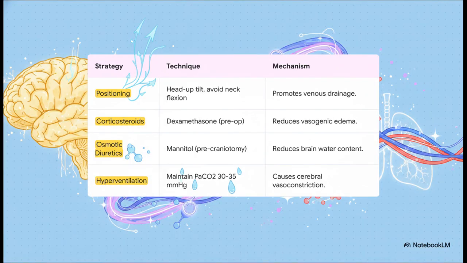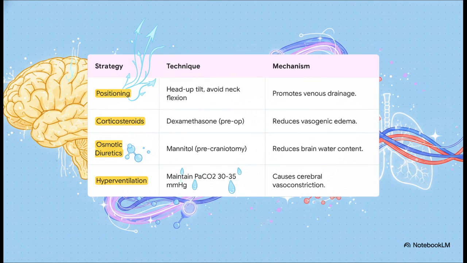Giving the surgeon a nice, relaxed, slack brain to work with is one of our most important jobs, and that starts before we even get to the OR. We use a multimodal approach here. It starts with something simple, positioning. Just tilting the head up a bit improves venous drainage. Then we bring in the big guns pharmacologically. Dexamethasone helps with edema over time, and we'll often give mannitol right before the craniotomy to osmotically shrink the brain.